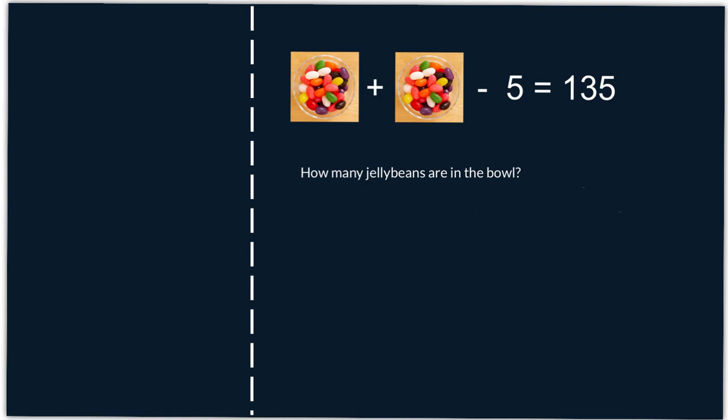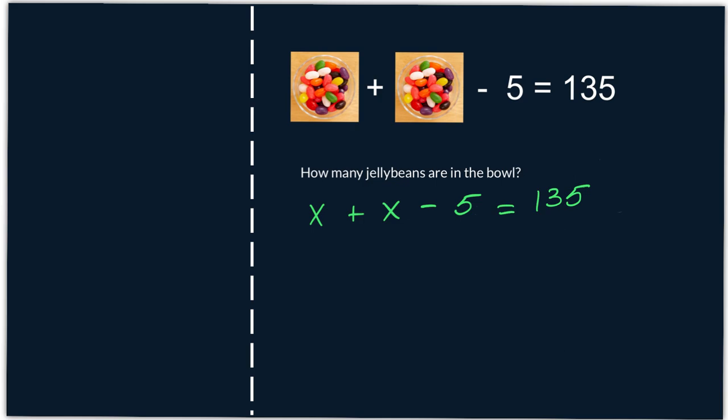So let's take a look, and I can rewrite this as an equation. We have x plus x. It's the same quantity in each bowl. And then minus 5 equals 135. Okay, so from here, what would we do? We know that to solve problems with variables, we need to do inverse operations in order to isolate our variables.